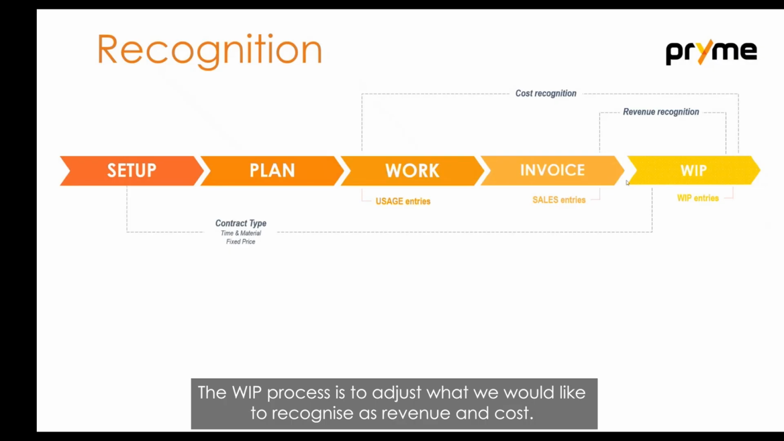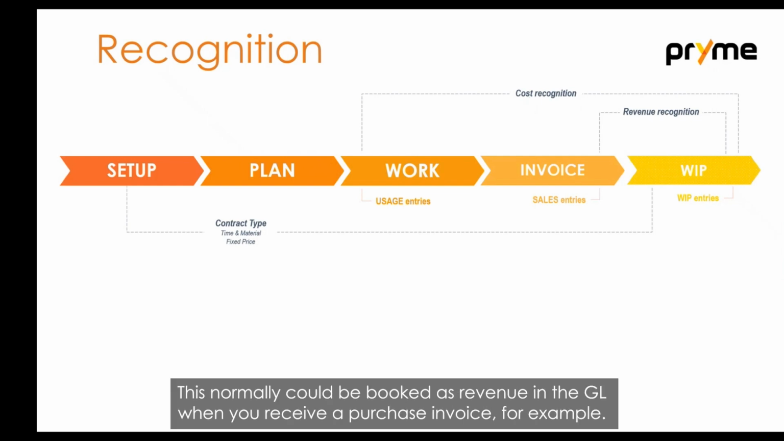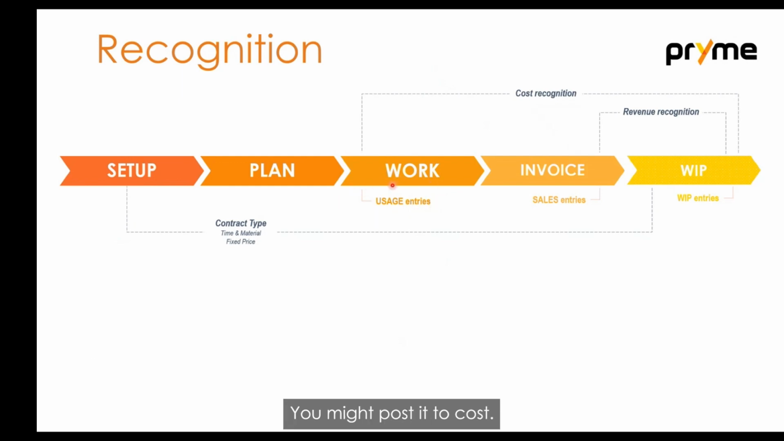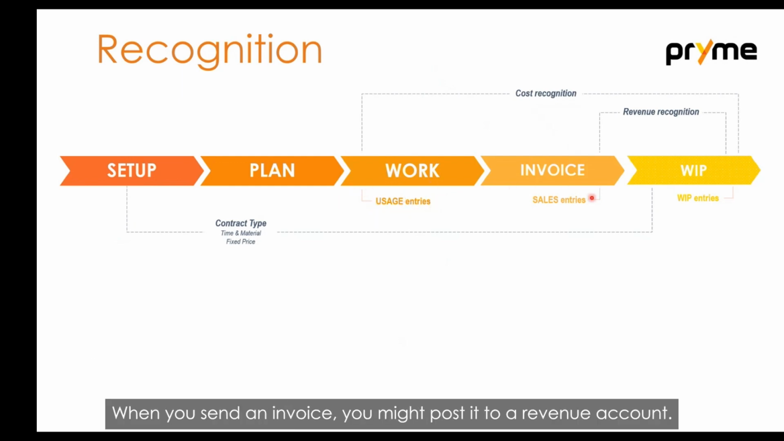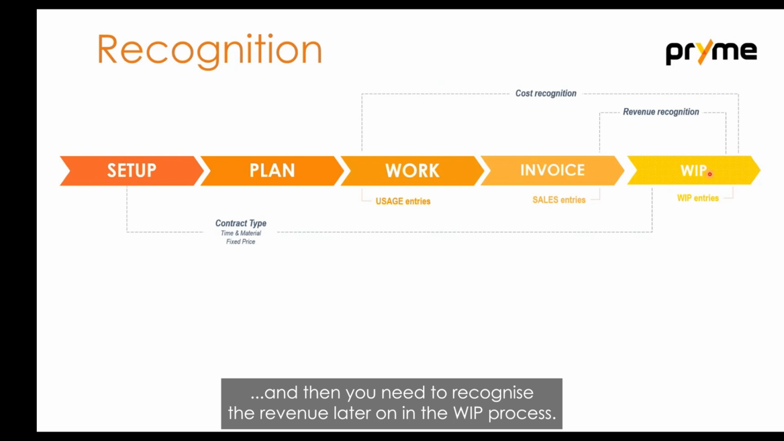Process overview. The WIP process is to adjust what we would like to recognize as revenue and cost, which normally or could be booked in the GL when you receive, say, a purchase invoice. You might post it to cost. When you send an invoice, you might post it to a revenue account. You don't have to. Scheduled billings, normally you post to a balance sheet, and then you need to recognize the revenue later on in the WIP process.